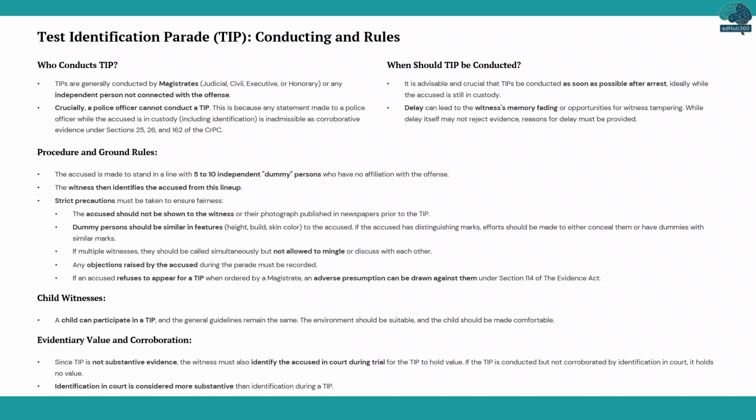The procedure involves the accused standing in a lineup with 5 to 10 independent dummy persons who have no affiliation with the offense. The witness then identifies the accused from this lineup. Strict precautions are vital for fairness. The accused should not be shown to the witness or their photograph published prior to the TIP. Dummy persons should be similar in features to the accused, and if the accused has distinguishing marks, efforts should be made to conceal them or have dummies with similar marks.